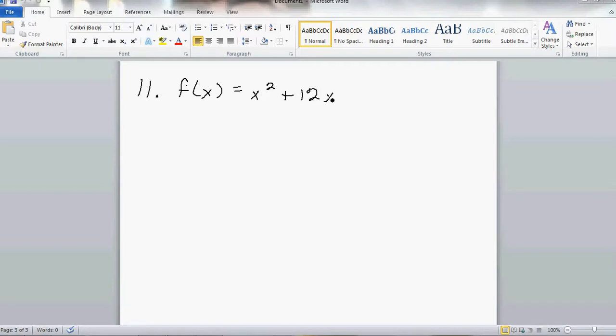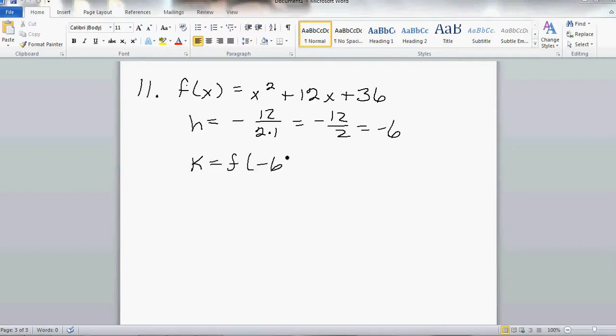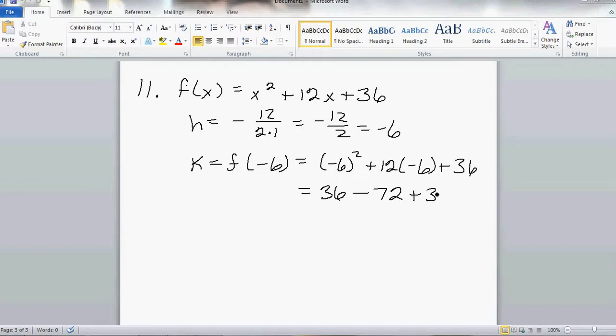So x squared plus 12x plus 36. We know that h is equal to negative b over 2a, which is negative 12 over 2, or negative 6. k is f of negative 6, which equals negative 6 squared plus 12 times negative 6 plus 36, and negative 6 squared is 36. 12 times negative 6 is negative 72, plus 36 is equal to 0. So the vertex is (negative 6, 0).